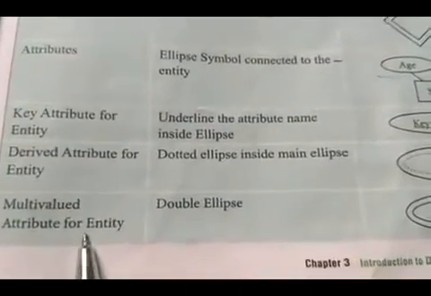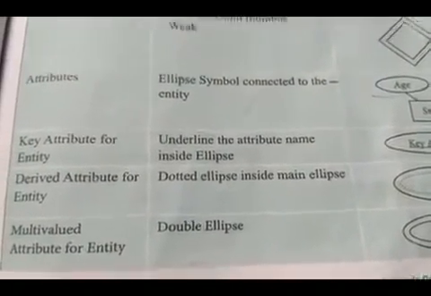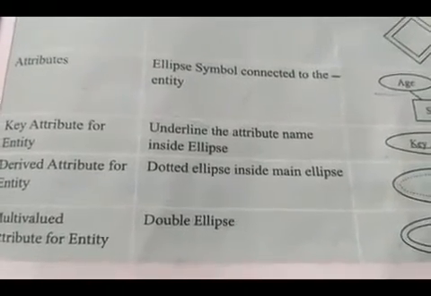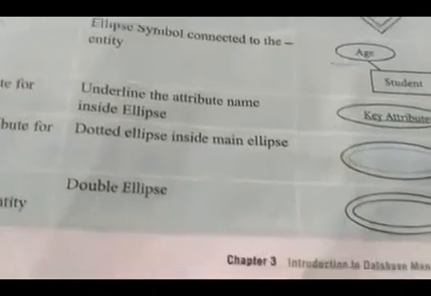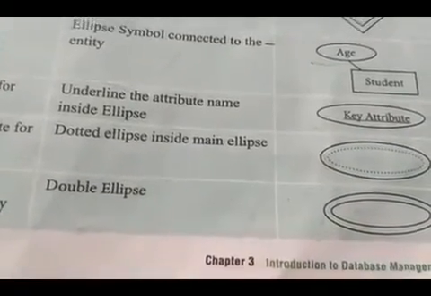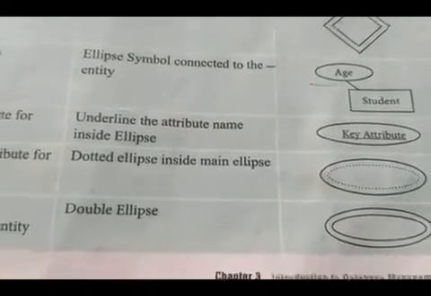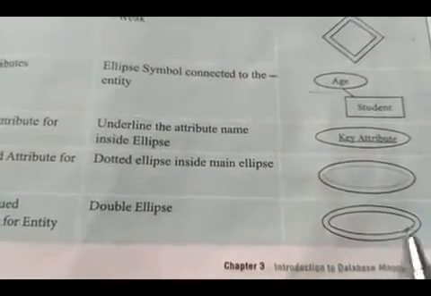And here multi-valued attributes. For an entity, suppose the degree of a student is a multi-valued attribute. We can store BSc or MCA or MCom or whatever else. So a field which may contain many values is said to be a multi-valued attribute, and it is represented within a double ellipse symbol. So you can easily understand from this diagram.